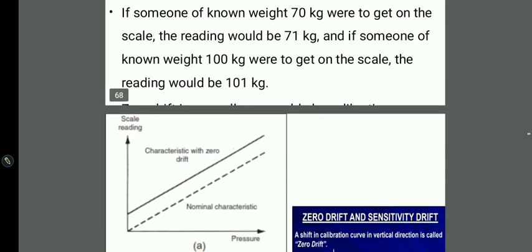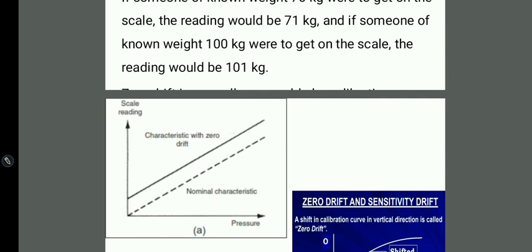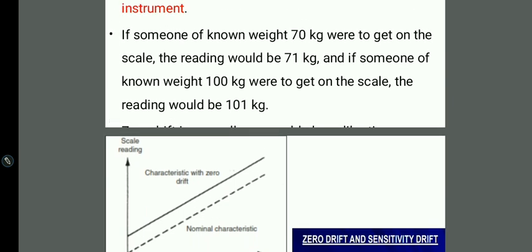We can see from the graph, pressure versus scale reading. The solid line shows the characteristic with zero drift, and the dotted line shows the nominal characteristic without any zero drift. During zero drift, we can see that the zero reading has drifted by some amount. In the example, 70 kg has been shown as 71 kg and 100 kg has been shown as 101 kg, because the zero reading has drifted by 1 kg. So the offset is 1 kg in that case.